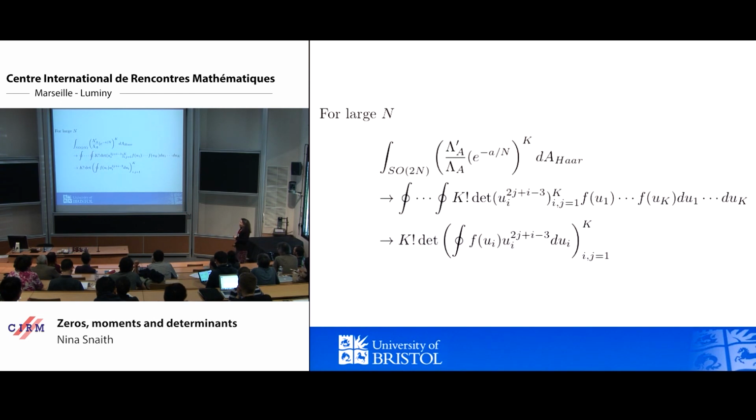You have various functions f. Say if f was the exponential, e to the minus u, then this is basically a gamma function, or inverse gamma function or something. And so that's how you get these determinants with the binomial coefficients or the gamma functions in them. So that's the method that you can use for all these various moment calculations.